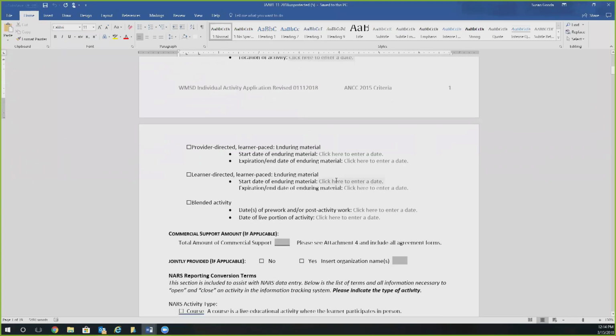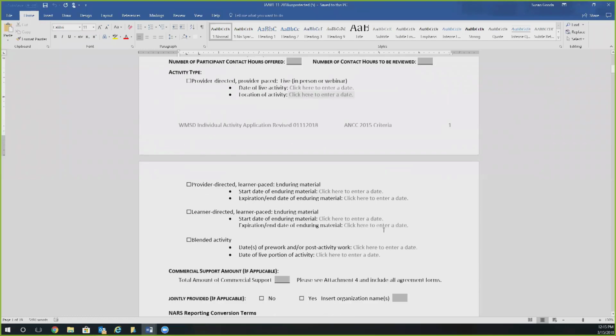Learner-directed, learner-paced enduring. I'm going to tell you these are few and far between with individual activities because it takes a lot more planning on the nurse planner's part with that learner-directed learning activity that they want to do. And with blended activities, that is when you're doing, let's say, a live session, but maybe there's some online pre-work that they have to do before showing up, or maybe there's some homework in the middle of an activity, or maybe there's a post-live event activity that they need to complete online. That would be considered a blended activity.